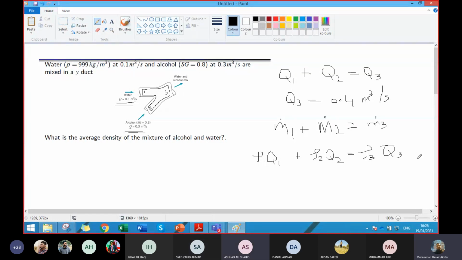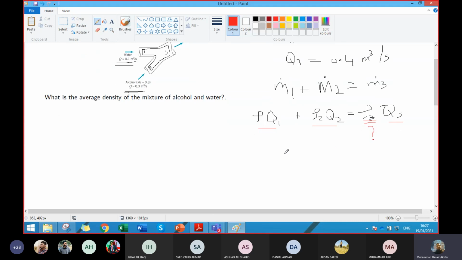Yes, sir. So in this equation, we know all the terms except rho 3. Only rho 3 is unknown, and we know all other terms. That is, we know rho 1, Q1, rho 2, Q2, and Q3. So when we solve this, we'll get the density of the mixture. That is rho 3. Clear? Any problem in this?